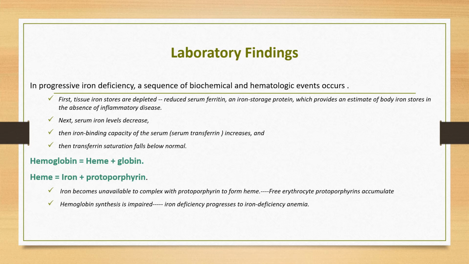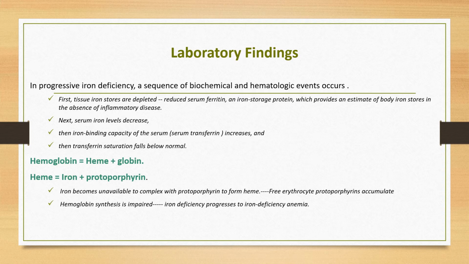After tissue iron stores are depleted, next serum iron levels decrease. Then the iron binding capacity of the serum, or serum transferrin, increases, and then transferrin saturation falls below normal.